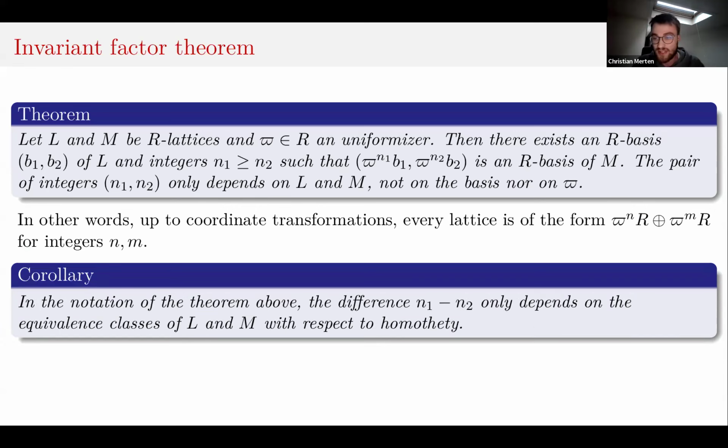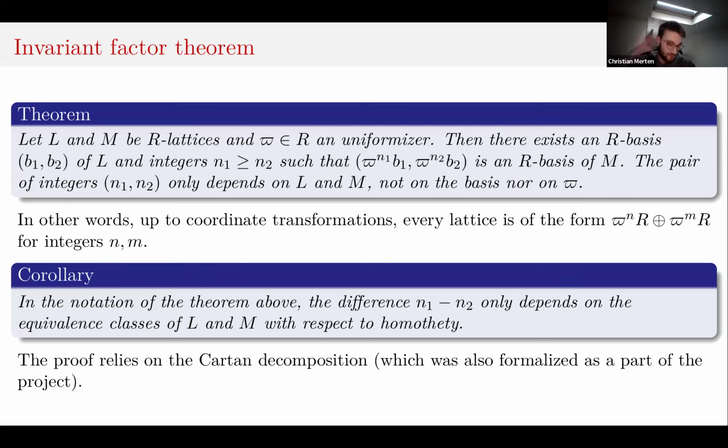Okay, and of course we want to define something on vertices, not only on lattices. And for this, this is the easy corollary from the theorem. This difference n1 minus n2 only depends on the equivalence class of L and M with respect to scalar multiples. Of course, the signature itself, so the pair n1 and n2, depends on the choice of the representative, but the difference does not. And the proof of both of these relies on the Cartan decomposition, which is some decomposition of matrices, of elements of GL2(K), which was somehow formalized as some part of the project.